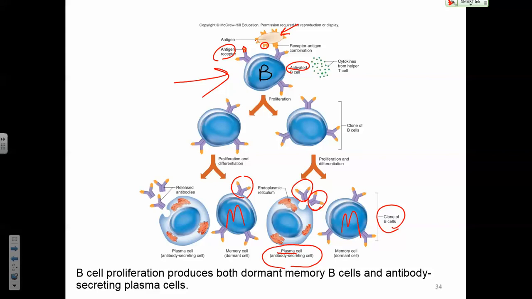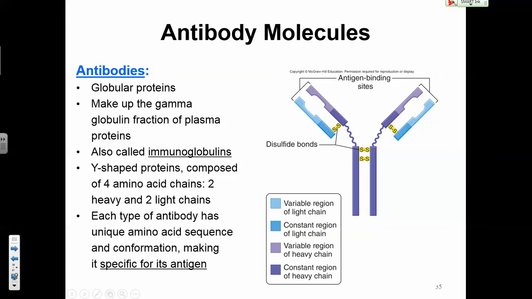Okay, and so that's why some diseases you get only one time. It's because you got a bigger population of cells programmed for it, because of the first time you encountered it.